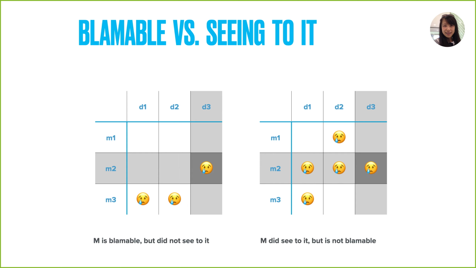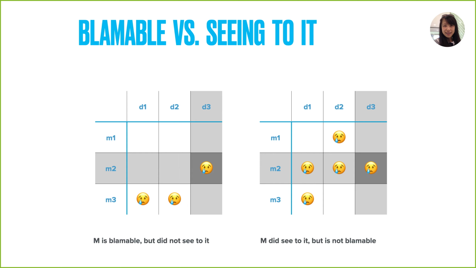Consider two strategic games, the left one and the right game. In both games, we have two agents, mom and dad. Their goal is to prevent the baby from crying. Each of them has three strategies. Mom has M1, M2, and M3, and dad has D1, D2, and D3. Each cell of the table represents an action profile. Consider a situation when mom chooses M2 and dad chooses D3. Then in the left game, you'll see that the baby cries.